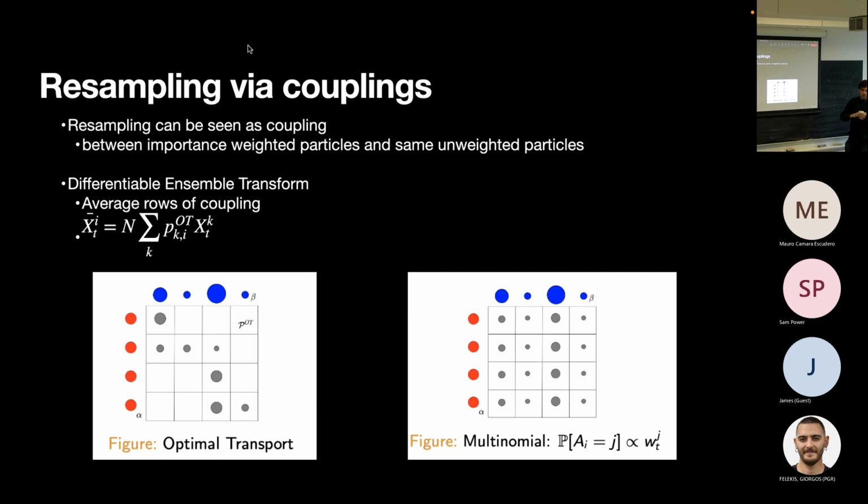Multinomial is completely blind to the location of your atoms when you're resampling, so it creates these big jumps. Particles move quite significantly. One way of doing this instead is to create a better coupling. Any coupling will be unbiased.